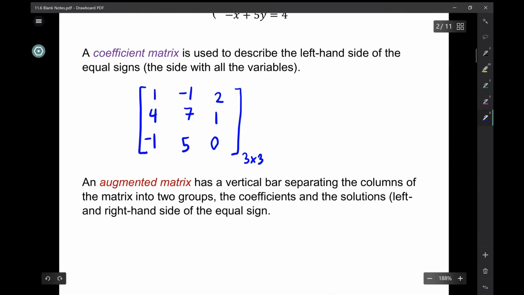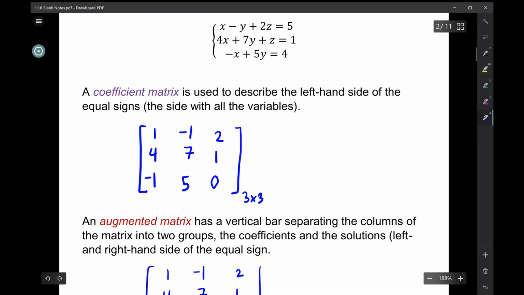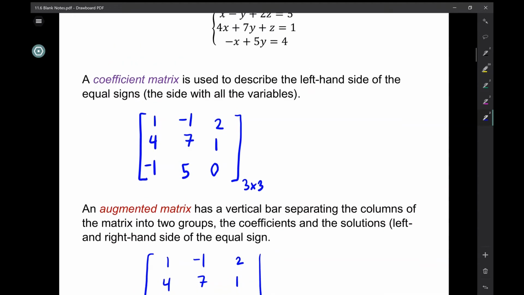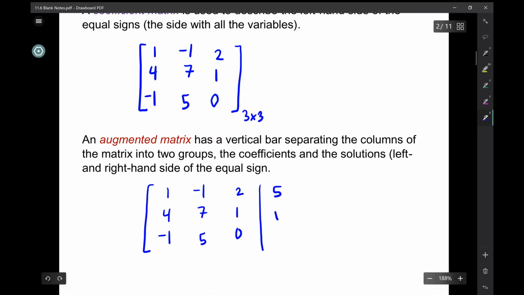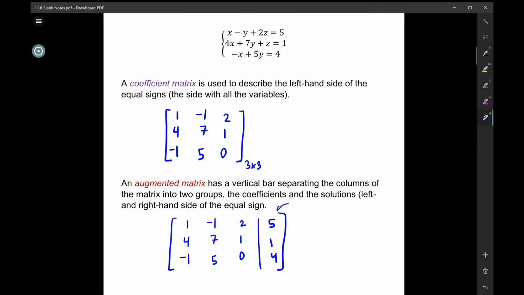An augmented matrix, which is what we're going to use, has a vertical bar separating the columns of the matrix into 2 groups, the coefficients on the left-hand side and the solutions on the right. So the first part of the augmented matrix is the same, 1, 4, -1, -1, 7, 5, 2, 1, 0. Then I draw a vertical bar, and then I put the right-hand side values, 5, 1, 4. This is my augmented matrix, and this is mostly what we're going to be working with. I just wanted to show you what a coefficient matrix was. You can see this part right here is the right-hand side of your equations.